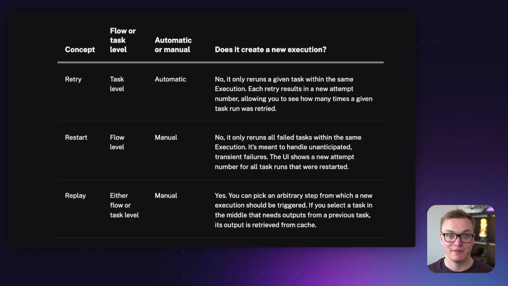So to summarize, between retries, replay, and restart, retries are automatic, whereas the other 2 are manual. Retries and restart do not create new executions. They will simply just rerun the existing execution. Retry, if it's set at the task level, will only retry that specific task, whereas restart will restart all of the failed tasks. Whereas replay, on the other hand, will create a new execution and start everything fresh.